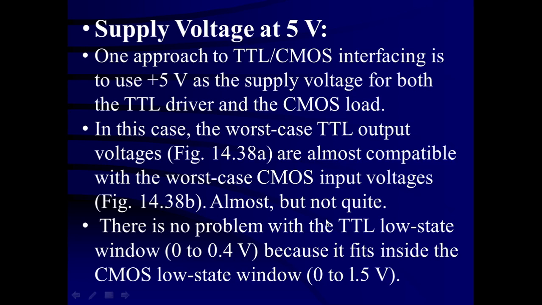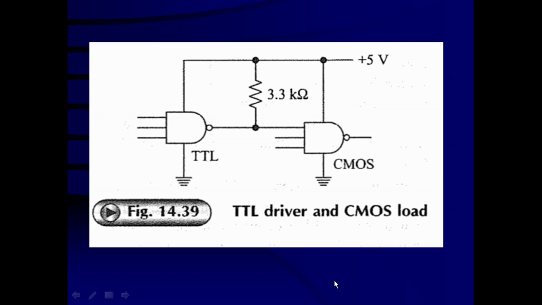There is no problem with the TTL low state window 0 to 0.4 volt because it fits inside the CMOS low state window 0 to 1.5 volt. The connection is like this. This is the TTL driver. Its VCC voltage is connected with the 5 volt and CMOS is also connected with the VCC voltage of 5 volt. So both are operating at the same 5 volt.